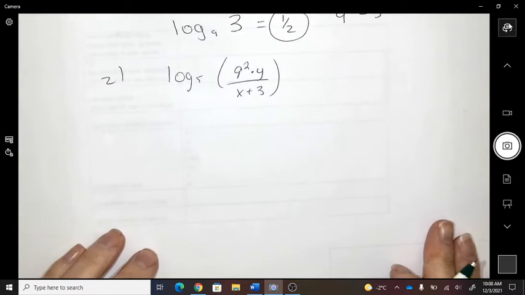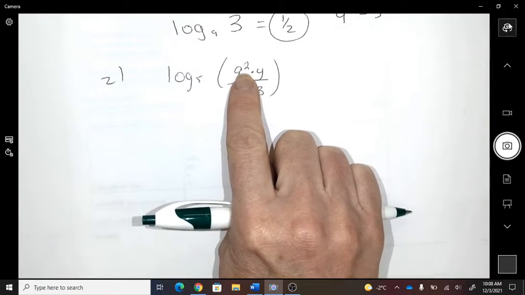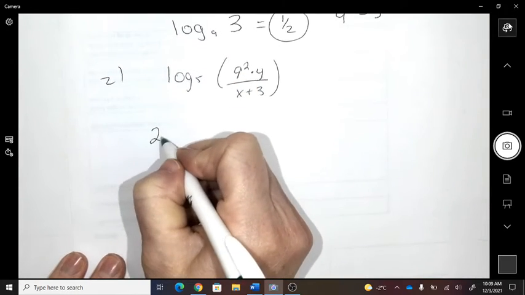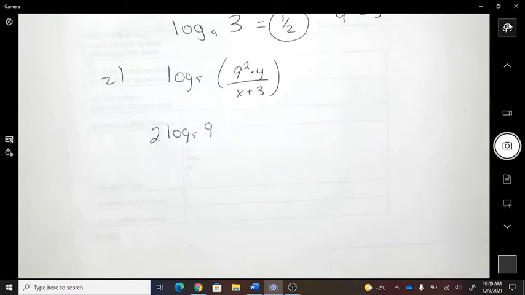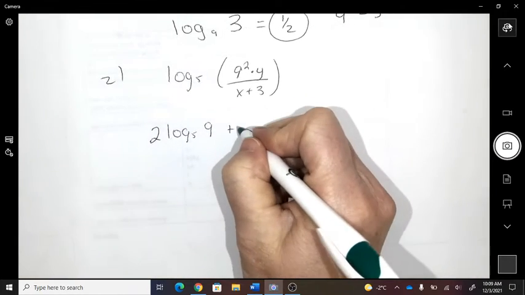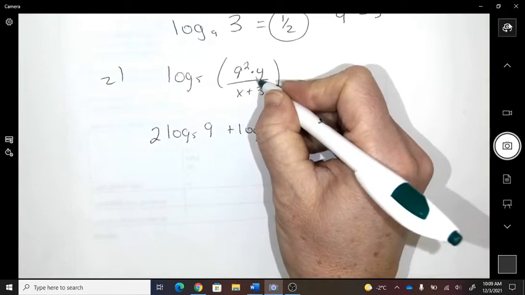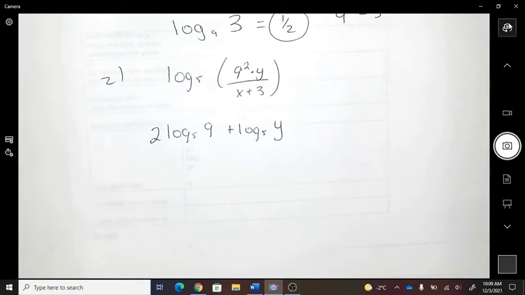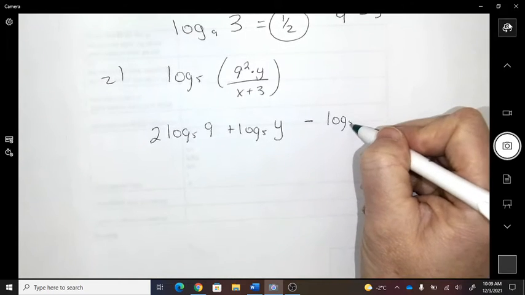Good? Okay, so I'm going to do the exponent rule. So exponents can become multipliers. So 2 log 5, 9. Multiplication can split apart with an add. So plus log 5y. And then a division can separate with subtraction.